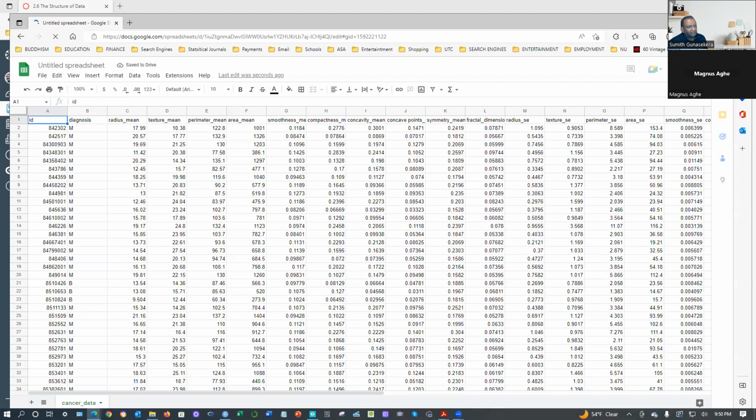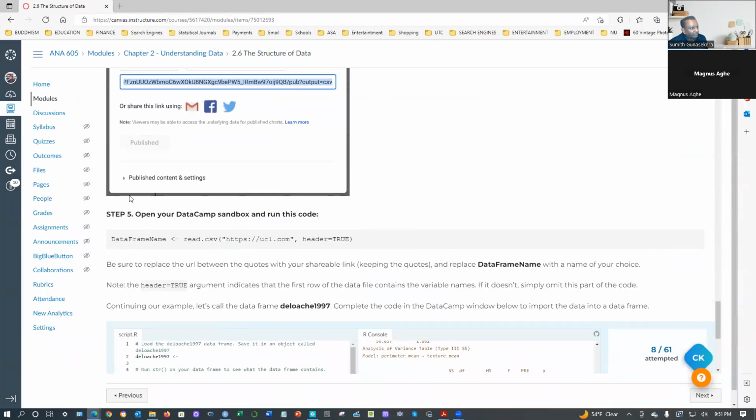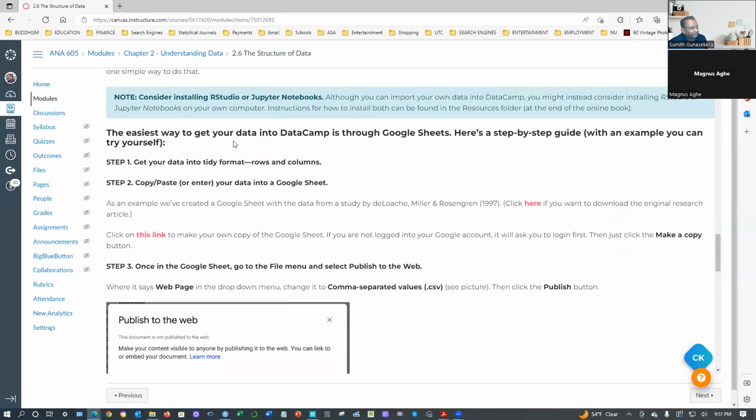See, it's already in the Google Sheet. There's no other way that you have to give it to the online. From the online we extract. That's the trick over here. There's no other way that you can get that straight into R. You can recall that one. But there's no way that we can extract that one. They want us to put it into the Google Sheet. The easiest way to get your data into DataCamp is through the Google Sheet.